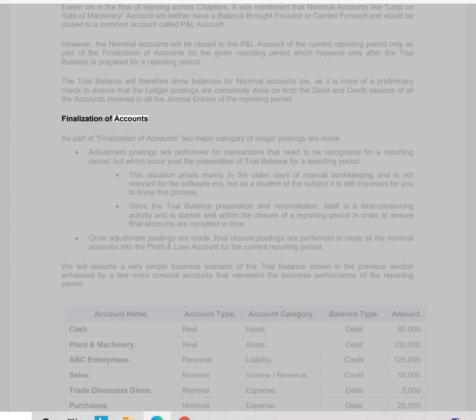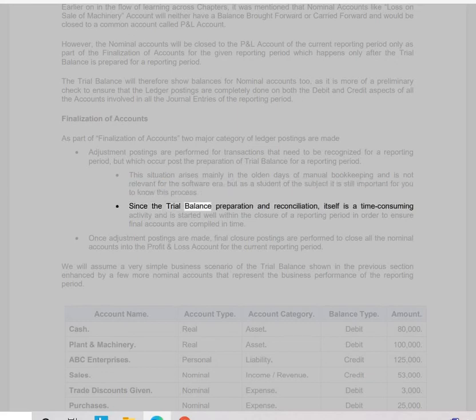Finalization of accounts. As part of finalization of accounts, two major categories of ledger postings are made. Adjustment postings are performed for transactions that need to be recognized for a reporting period, but which occur post the preparation of trial balance for a reporting period. This situation arises mainly in the olden days of manual bookkeeping, and is not relevant for the software era, but as a student of the subject it is still important for you to know this process.